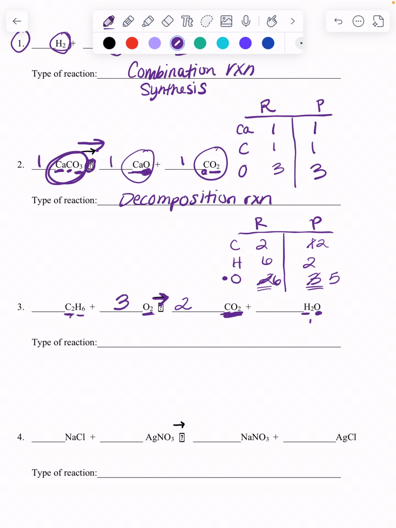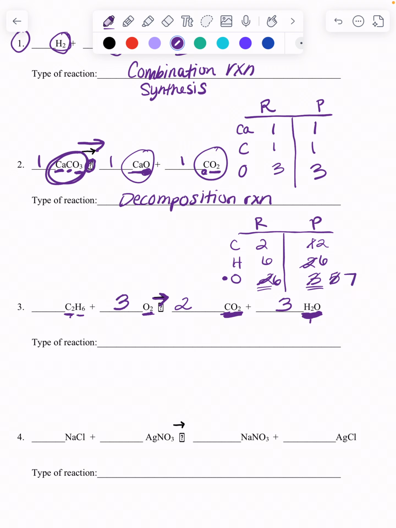I'm looking and I see, ooh, my hydrogens. My hydrogens are very unbalanced, right? I got 6 on reactants, only 2 on products. So I'm going to come over here to H2O and I'm going to try to balance hydrogen. That would involve me putting a 3 here. A 3, right? So that would give me 6 hydrogen, 1, 2, 3 oxygen, plus 4 oxygen. 3 plus 4 is 7.